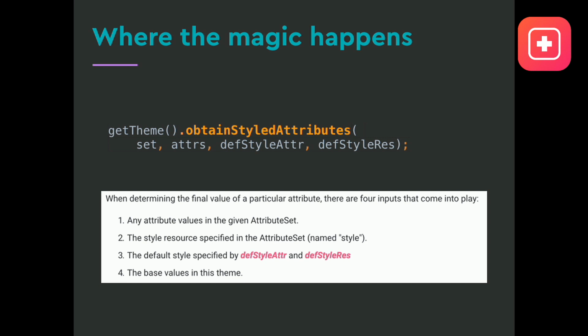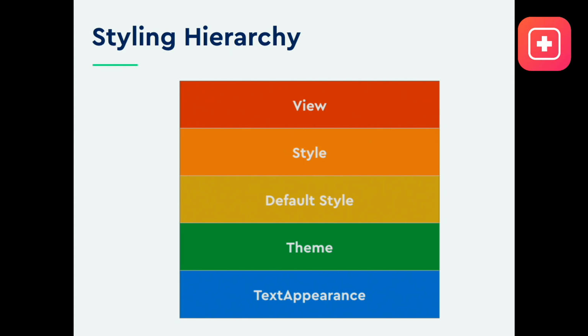So what this method does is it takes in the set of attributes that you provide at the view level, which is the first parameter. The second one is the attributes that it supports. And the last 2 have to do with the default style. So the default style attribute, which in our case is R.attr.cardViewStyle, and default style res, which in our case is R.style.roundCardViewStyle. And it already knows the theme attributes because it's been called on the theme. So now it essentially has all of the inputs, and then it uses a styling hierarchy to figure out which attributes to apply, where everything on the top overrides everything at the bottom.